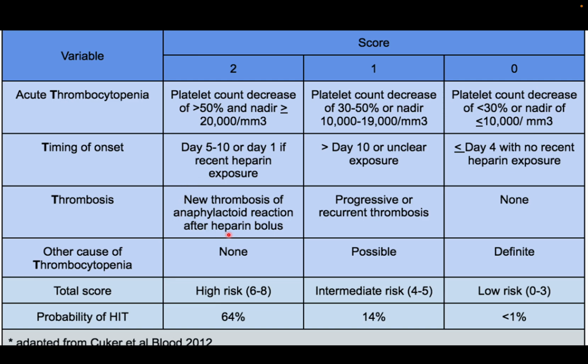Then we look for any new or progressive thrombosis, and whether other causes of thrombocytopenia are present or not. A score of 6 to 8 is high risk, 4 to 5 is intermediate, and low risk is 0 to 3. In heparin-induced thrombocytopenia, it is always important to start a DOAC or any anticoagulant, because platelets should not be routinely transfused, as the risk of bleeding is very low. The thrombotic risk is higher. Anticoagulation should be continued for at least 1 to 3 months if there is no thrombosis. If there is thrombosis, it should be continued for at least 3 to 6 months. This HIT scoring is important for identifying how much risk the patient has of HIT.